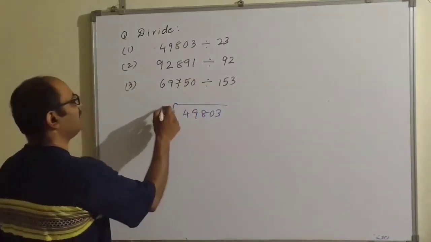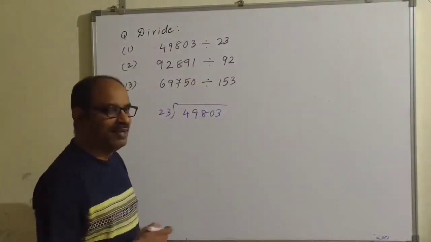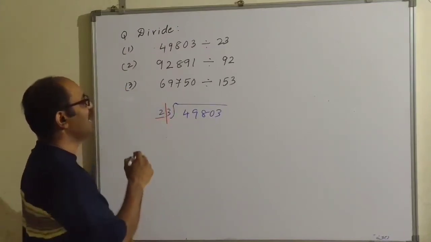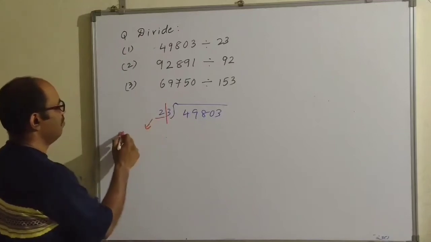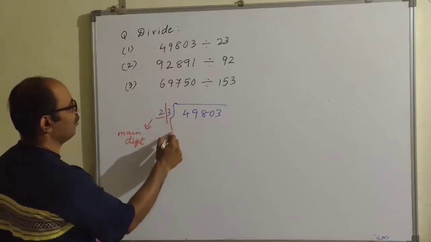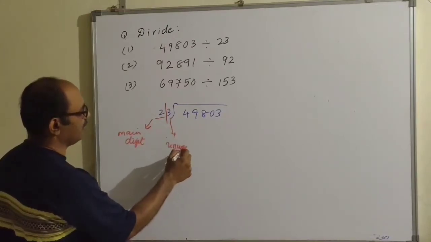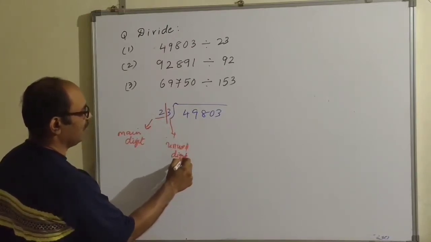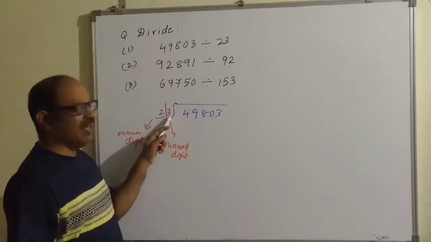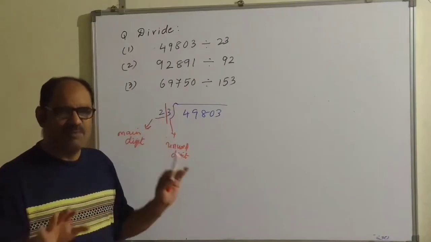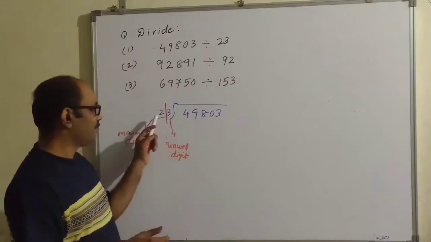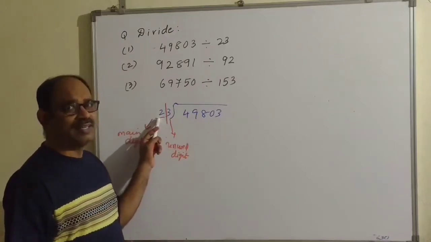I'm going to split this. Now you don't know the table of 23, so I'm going to split that into two parts. Now this is underlined. I'm going to call this the main digit, and this one I'm going to call the unused digit. That unused digit has to be forgotten for a moment. And then you just have to say the table of 2.